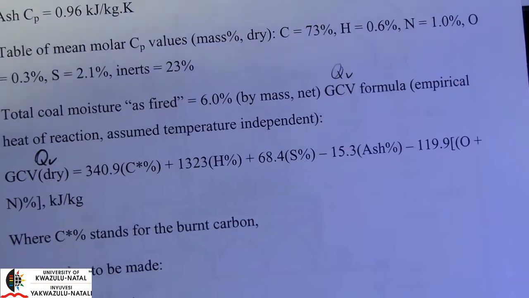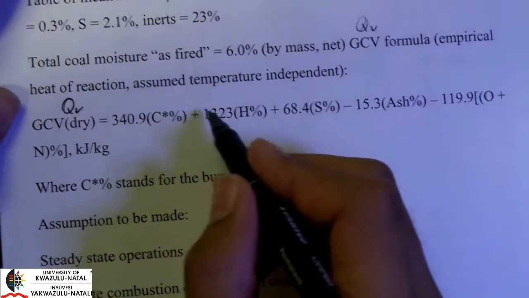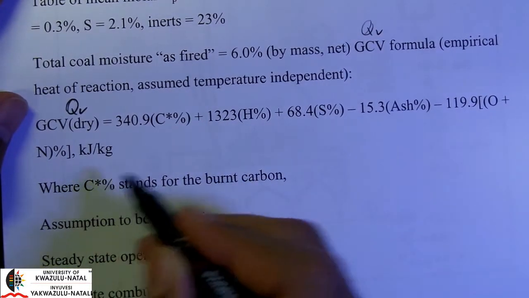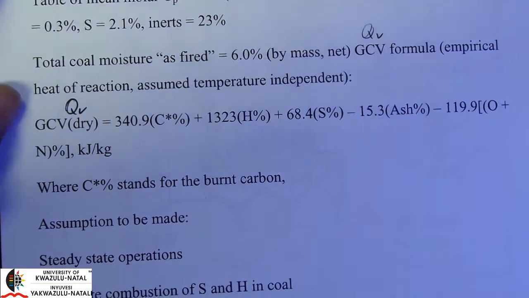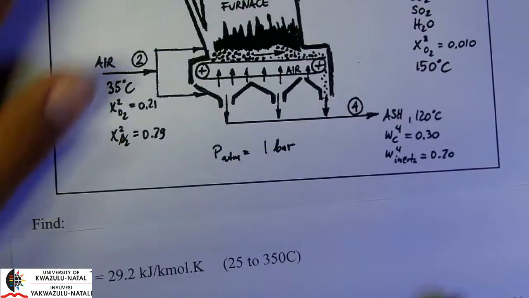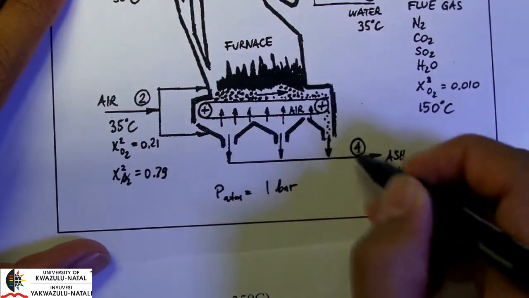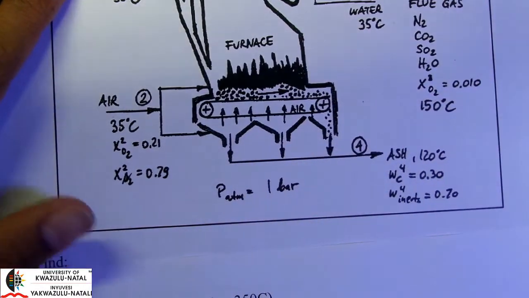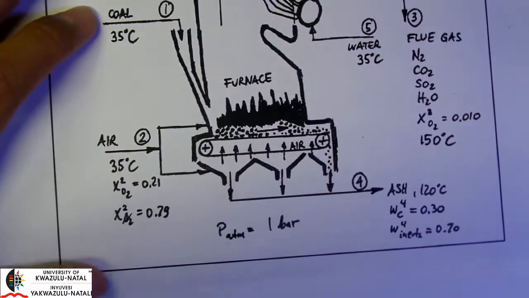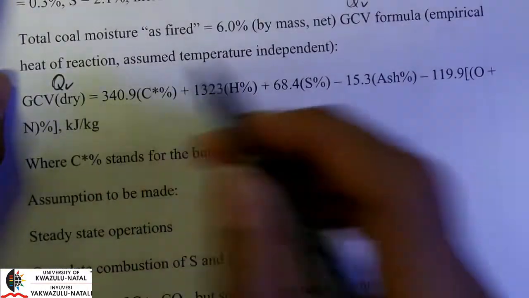Okay, now recall that the traditional equation for our high heating value made use of the total percentage carbon. However, in this specialized formula, we use only the burnt carbon. Okay, so the percentage of carbon that's actually being used in the combustion process. Okay, as you have seen, not all of the carbon is actually getting burned. We do have carbon in the ashes as well. And this is due to the inefficiencies of our boiler. Okay, so that's our GCV formula.